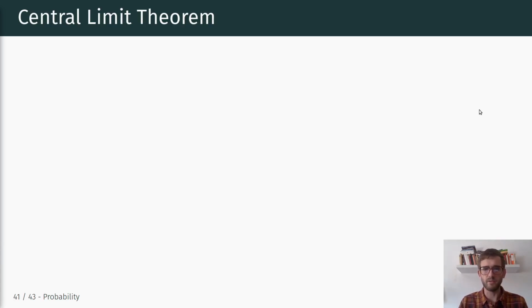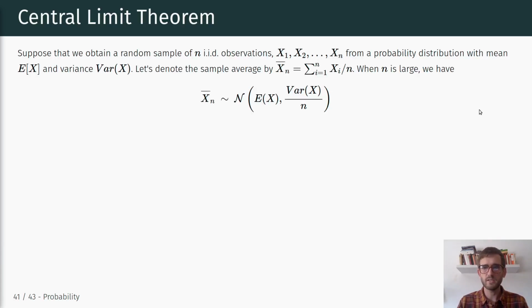And this is where the central limit theorem comes in, right? So essentially, the central limit theorem. Suppose again that we obtain a random sample of n IID observations, independent and identically distributed, x1 through xn, from a probability distribution with mean E of x and a given variance. Okay. Now let's denote the sample average, same as before, as x bar n, the sum of all x's divided by n. When n is large, from the law of large numbers, we saw that as n is increased to infinity, the x bar approaches the expectation of x.